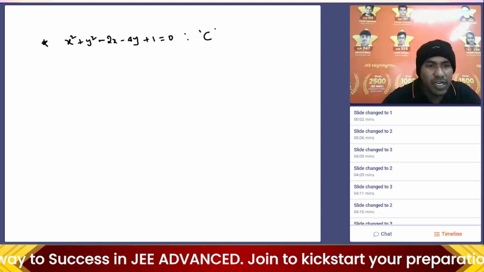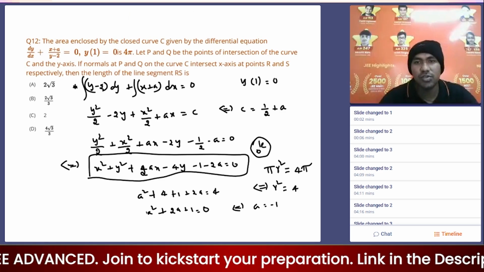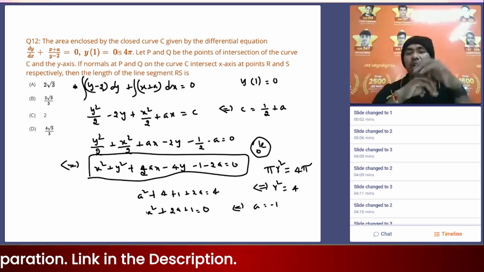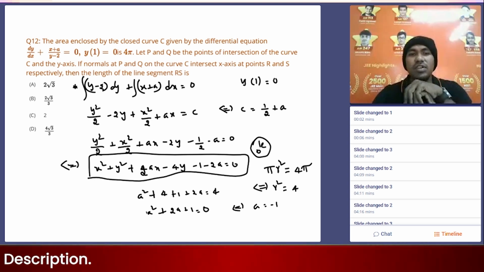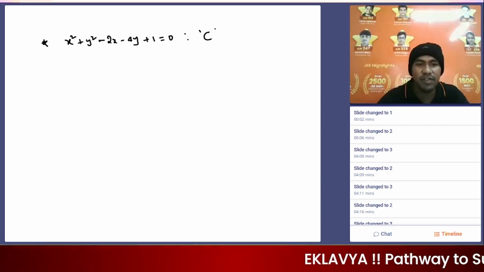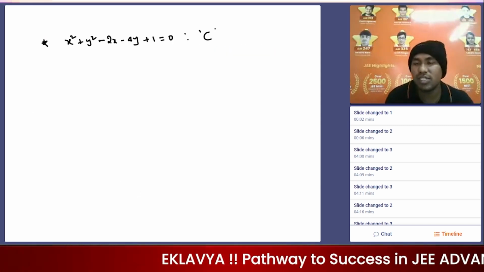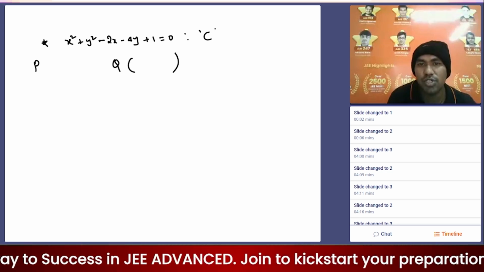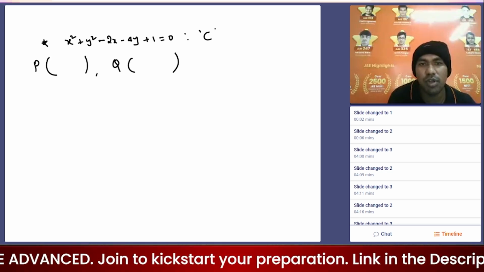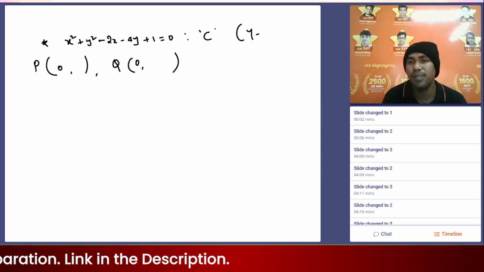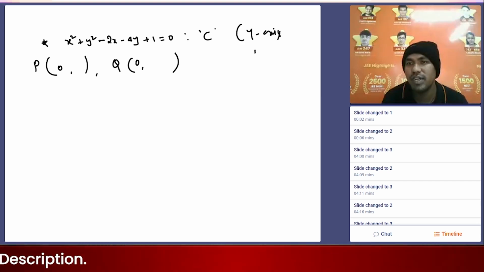And what they mentioned here, if you see the question again, let P and Q be the points of intersection of the curve C and the y-axis. That means when the curve is intersecting the y-axis, what will happen? The x coordinate will become 0. That means point P and point Q, the x coordinates are going to be 0, right? And this curve C meets the y-axis, so when it is meeting the y-axis, x equals 0.